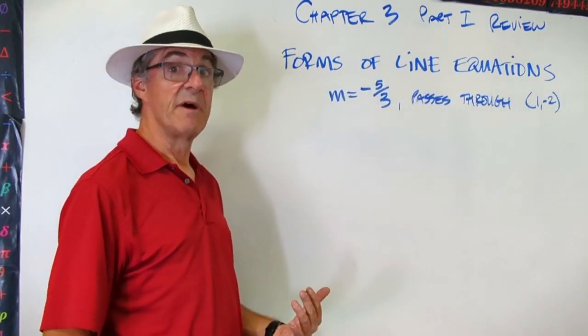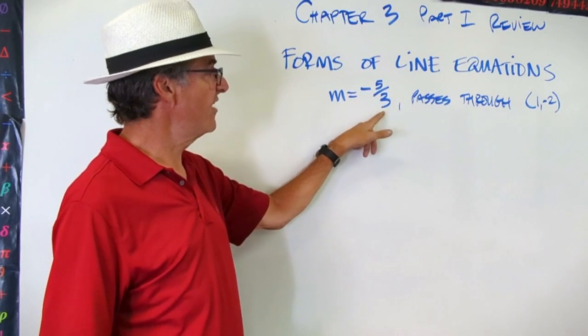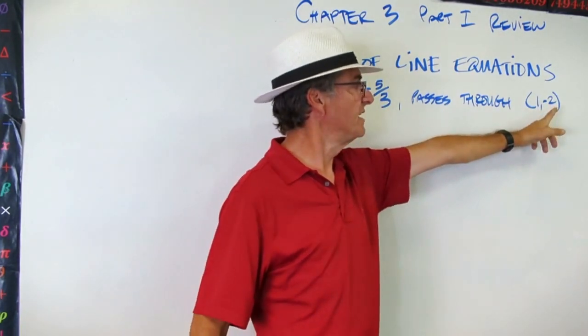Here's another type of problem you might get. I have a line with a gradient of -5/3, and it passes through the point (1, -2).